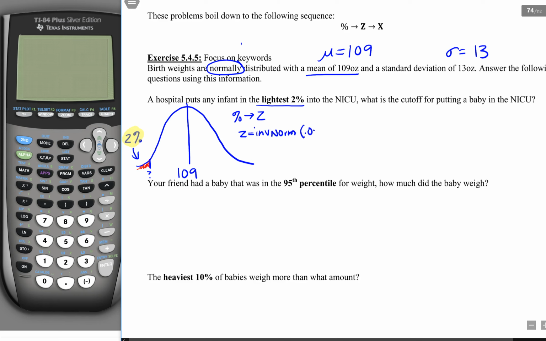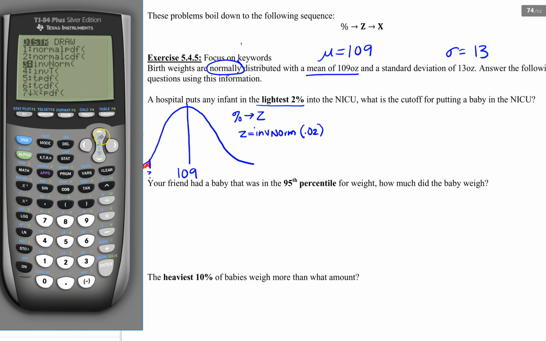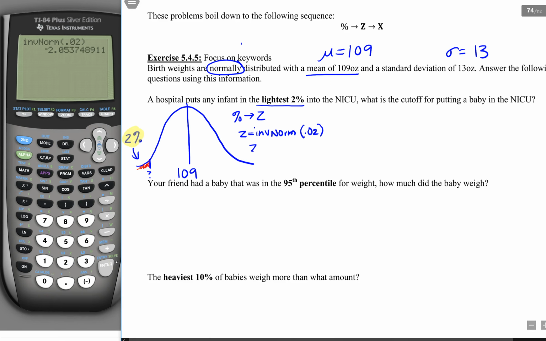And thankfully, 2% is a left side probability, so we can just use inverse norm with that 2%. We don't need to think about 1 minus or do anything fancy. I do need to put in 2% as 0.02 though. So I get out that my z-score here is negative 2.0537. So we have our z-score.